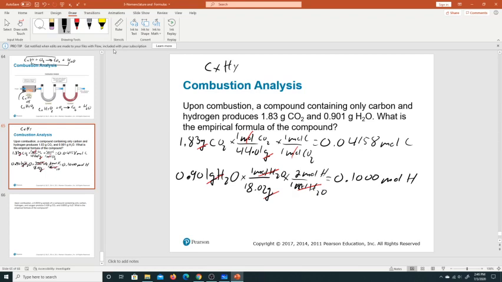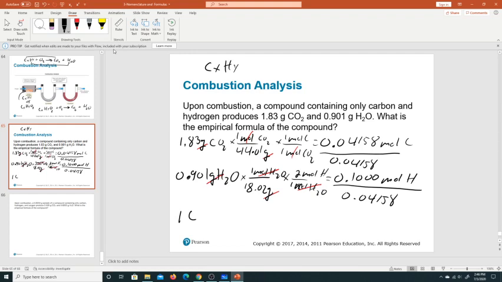because as we know from the prior problems, we're not done yet. Alright, what's the next step? We compare the moles of each and find the smallest. So which one's smaller? 0.04 is less than 0.1, so we're going to divide by the carbon. Let's divide both of these by 0.04158. 0.04158 divided by 0.04158, something divided by itself is 1. So we get 1 C.